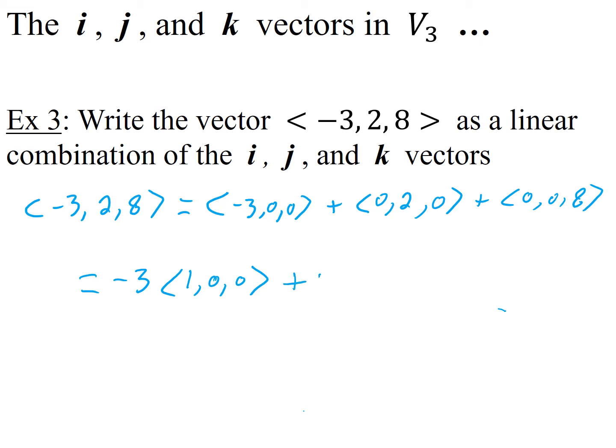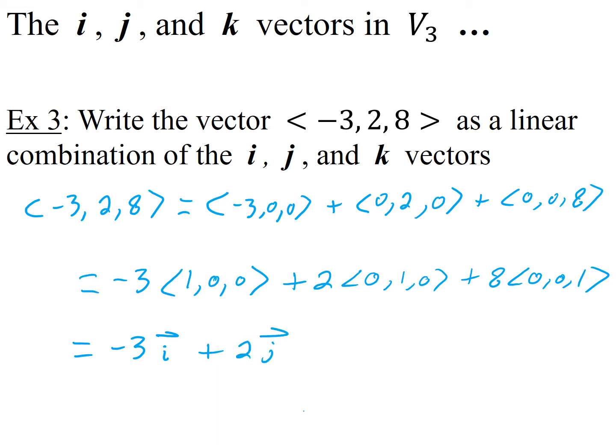And then factor this number out, 2010. And then plus 8001. Now this is just -3 times the vector i, plus 2 times the vector j, plus 8 times the vector k.